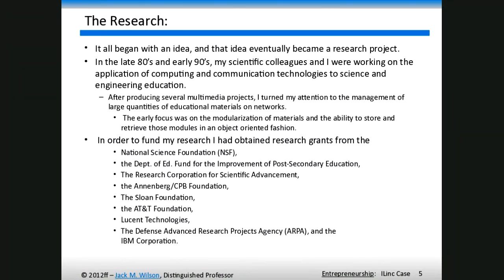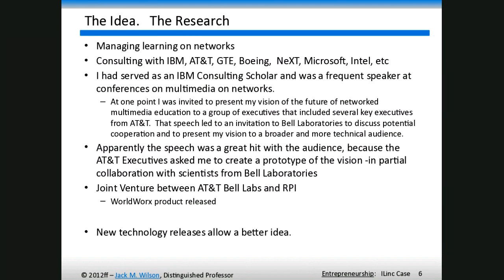And when I did that, the AT&T execs were so excited about the whole thing. It was such a hit with the audience that they asked me if I would build a prototype for them, which I did. And we released it, and they loved it. It was called WorldWorks. They come out with a new product called WorldWorks. I was your classic professor. I went in and said, oh, but the technology's changed so dramatically now. This new product that I got you was wonderful in its day, but now it's obsolete.